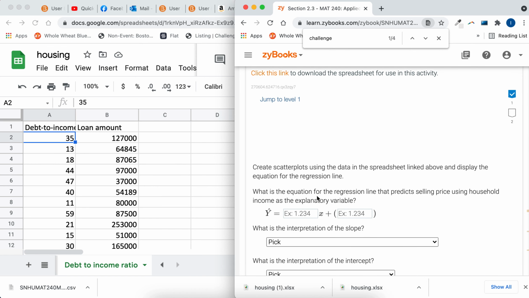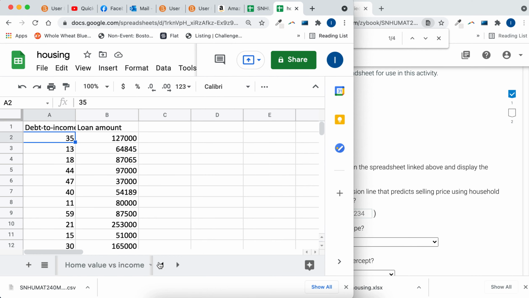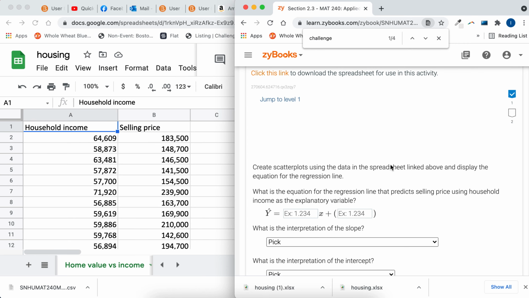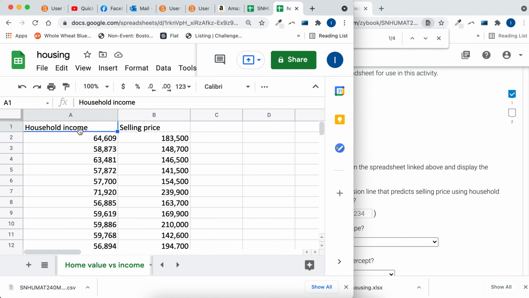It says, what is the equation for the regression line that predicts selling price using household income as an explanatory variable? So let's go over to this tab that has home value and selling price in it, because they're asking us to predict selling price using household income as the explanatory variable. What that means is household income is our X variable. That's the explanatory variable. That's what's causing the change in the relationship.